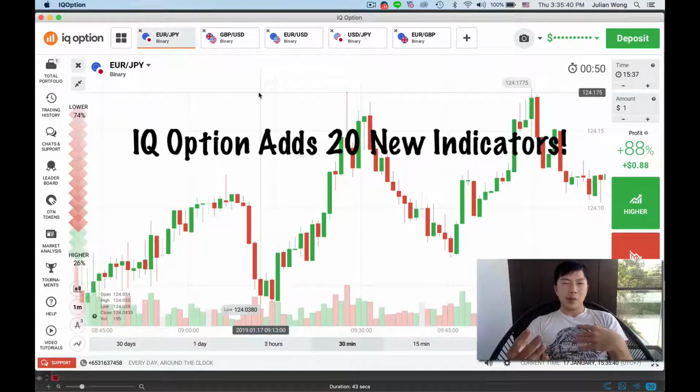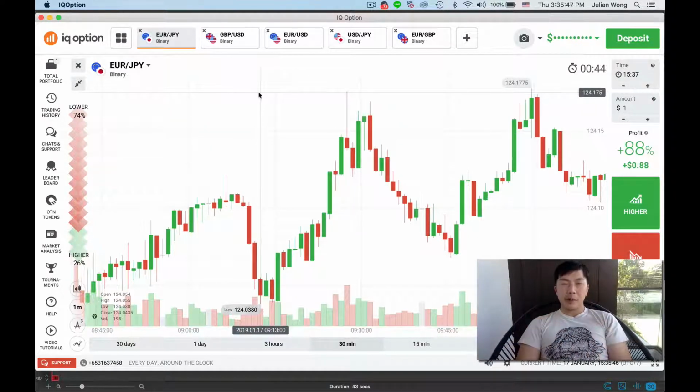Did you know that IQ Option added like 20 new indicators? What? So, they've already put together a very solid platform, and this is arguably the number one broker for binary in the world. And now they've added like 20 new indicators. They recently added like 4 or 5, or was it 7? I'm not sure. But now they've added a whole bunch more, 20 indicators extra.